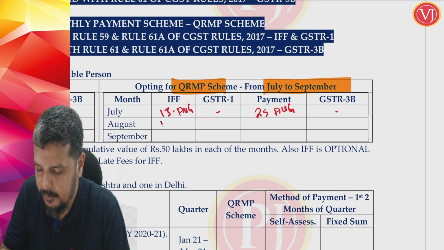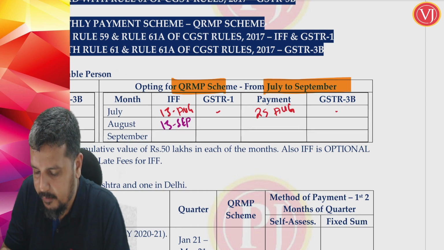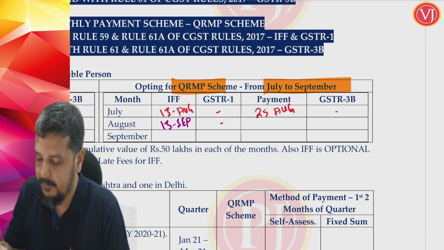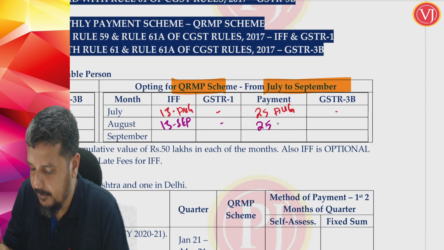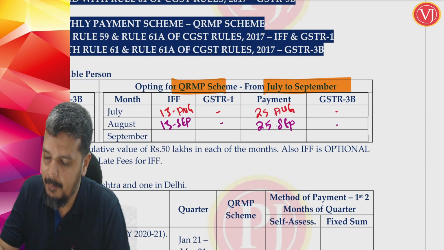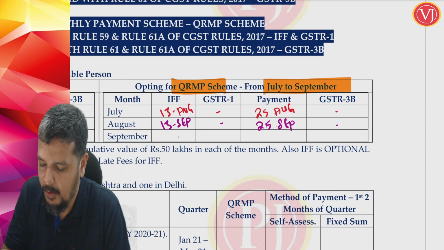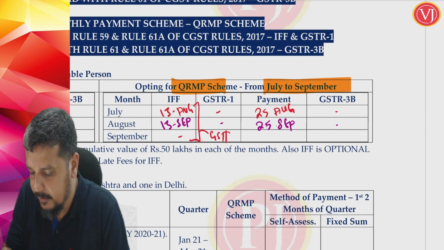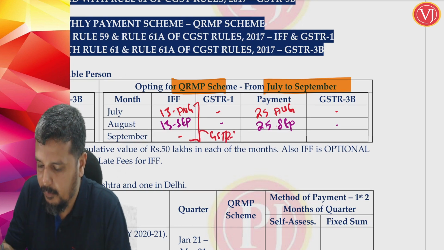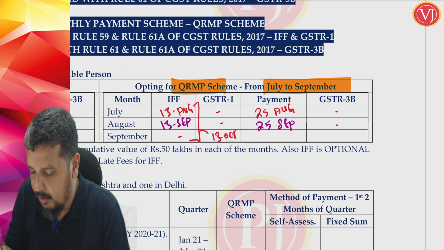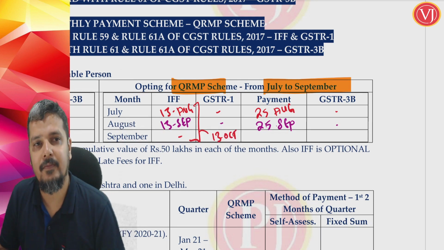IFF, 13th of September. There won't be any GSTR payment. 25th of September, there won't be any GSTR 3B. September month, no IFF. Whatever is not reported will be reported in GSTR 1, the due date of which would be 13th of October.